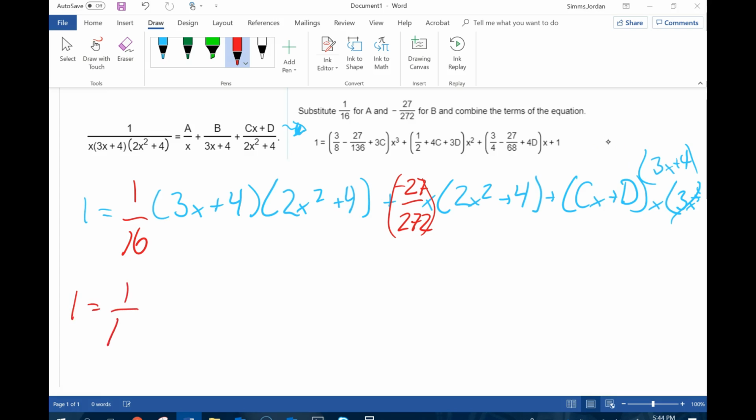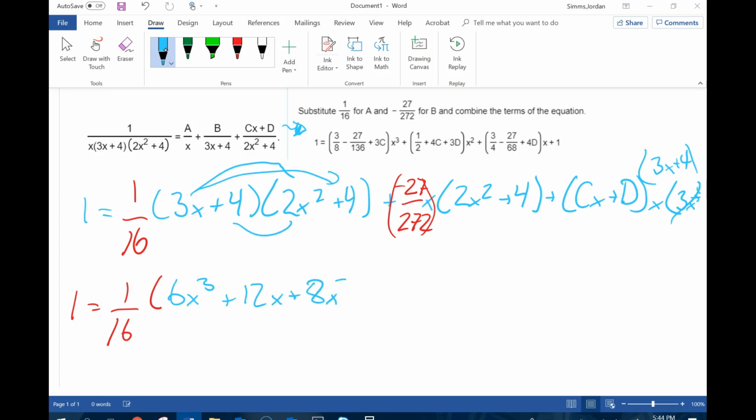So 1/16 times, now I'll do this in blue, we're just going to FOIL these out. We have 3x times 2x squared, that's going to be 6x cubed. We'll do our outsides, so that is going to be plus 12x. We'll do our insides, which is going to be plus 8x squared. And we'll do our last, which is plus 16. Over here now, I'm just going to forget this positive because I'm basically going to multiply by a negative.